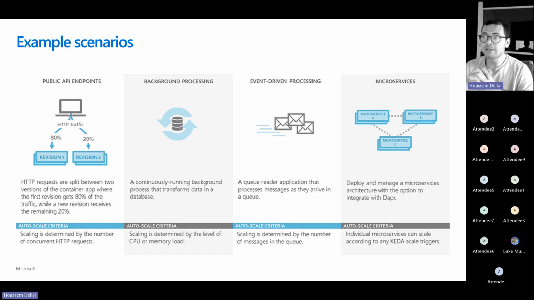The third use case is event-driven processing. And this means that we'll be able to trigger the container apps based on an external event. Let's say, for example, we have a queue for processing messages. Each time we have a new message in that queue, I want to trigger a new container app to run. So we can easily configure such a configuration.